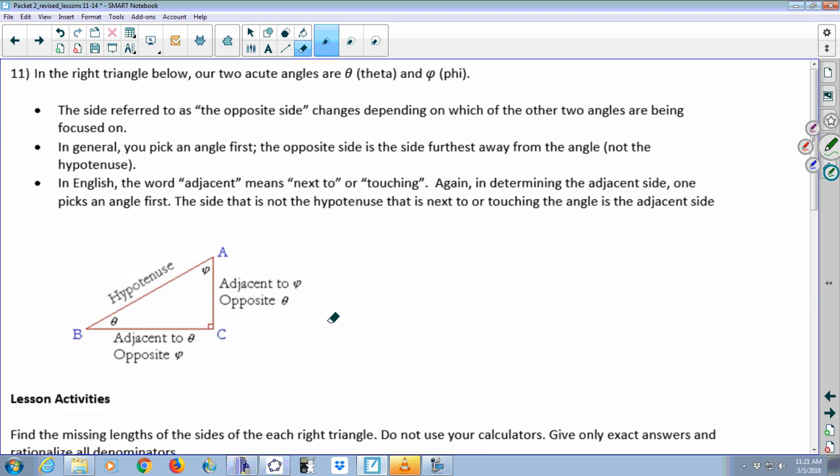All right, so notice here, if we're looking at theta, the side opposite is here. If we're looking at phi, the side opposite is here. So notice how I've labeled these differently depending on the angle. Generally, you pick an angle for the opposite. The opposite side is the side furthest away from the angle, not the hypotenuse, right? Okay. The adjacent is the side next to the angle that is not the hypotenuse.